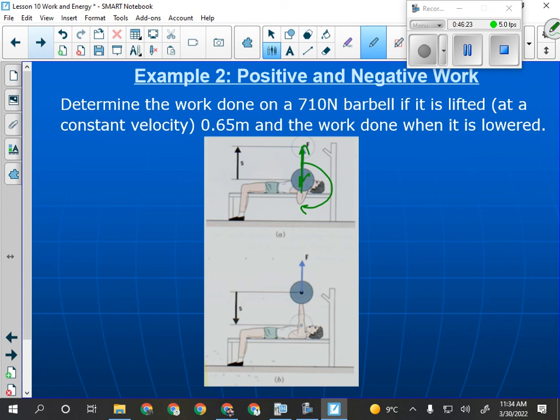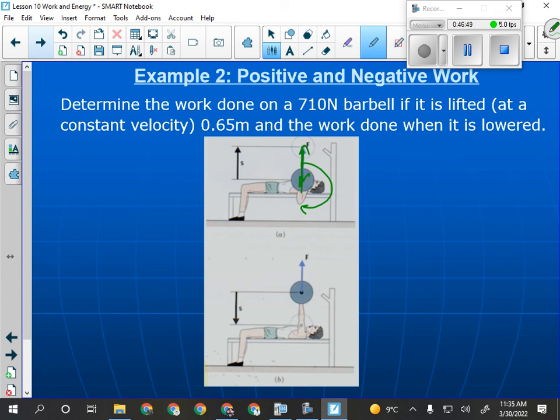180. What's the cos of 180? -1. Okay, so when I go force times the cos of 180, I get a negative number because it's giving all that work back. Okay, it's losing the energy as I lower it. Okay, it no longer has the ability to do work once it's back down and on the rack. Okay, is that sort of making sense?